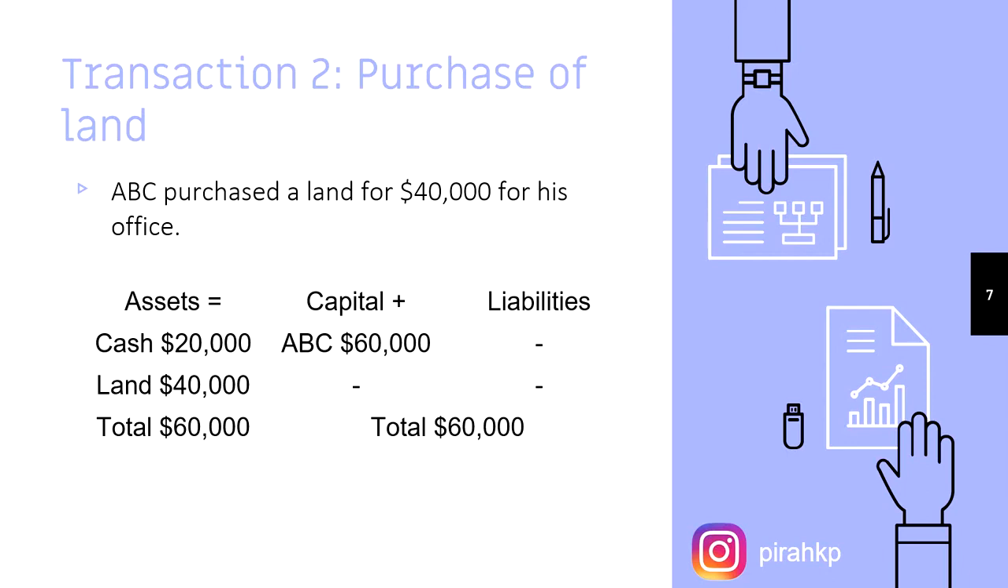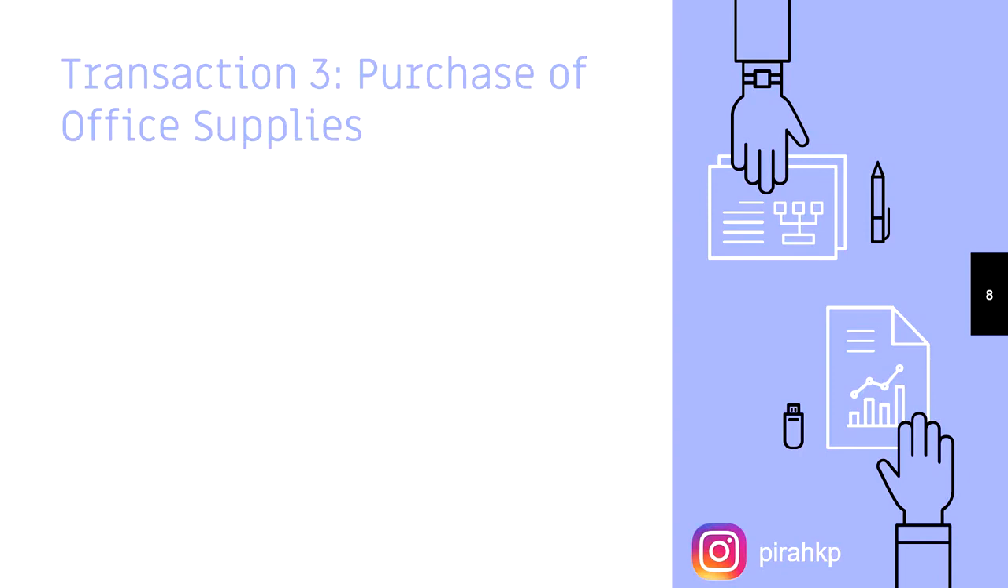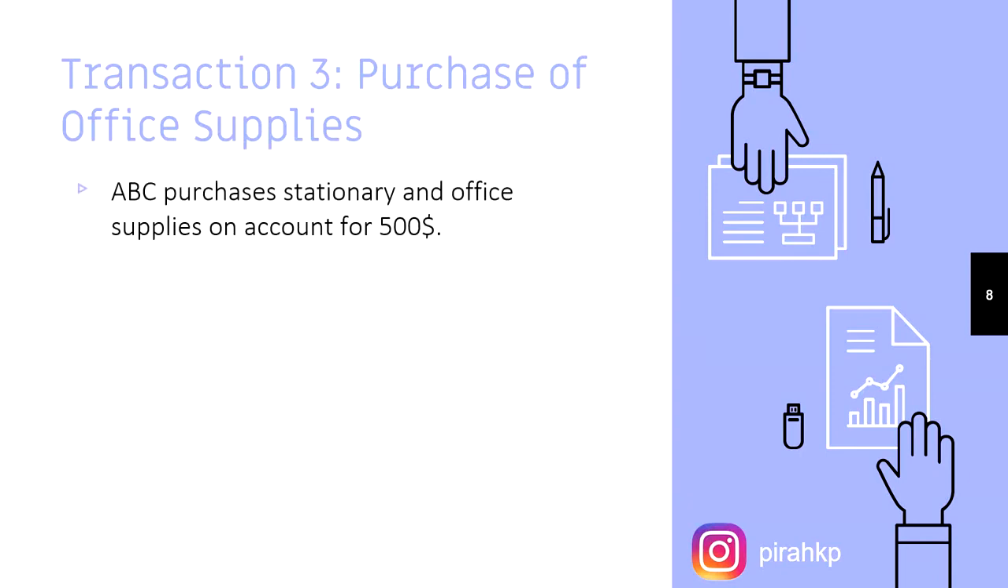Now let's go to the next transaction. Purchase of office supplies. ABC purchases stationery and office supplies on account for $500. On account. What is on account? On account means it's a promise that you will pay later. It's a liability. Okay? So you purchased something on account.